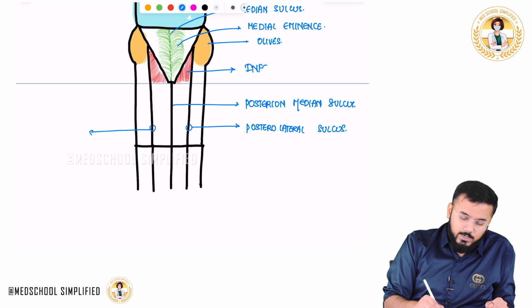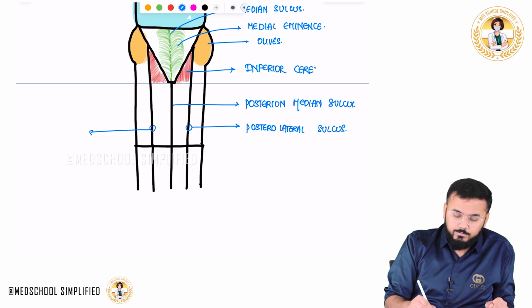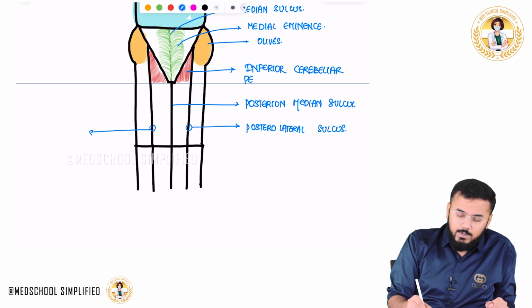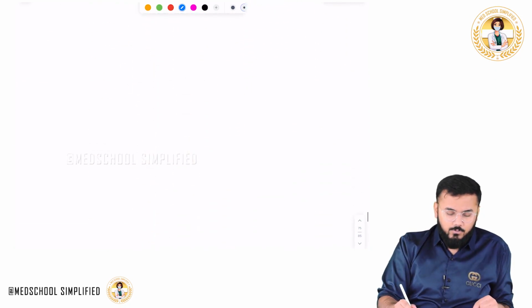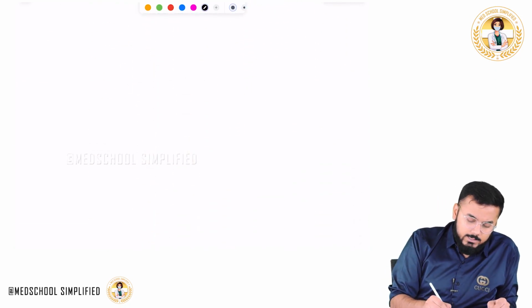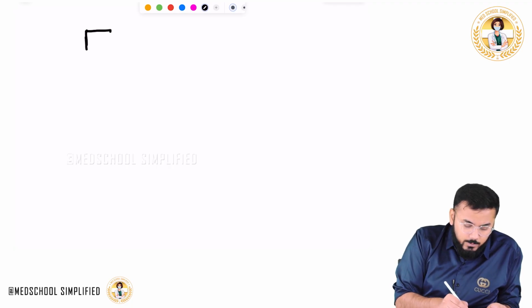I will draw that from another view. This is called the inferior cerebellar peduncle. So what is the other name for the inferior cerebellar peduncle? This is also called the restiform body. This is also called what? A restiform body.